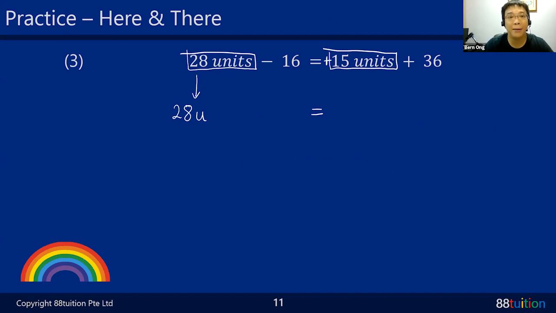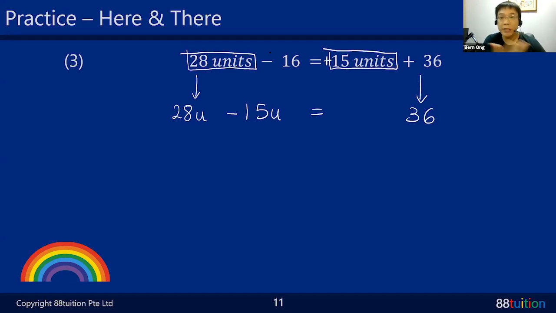Hello? All right. So in front of the 15 is a plus. So plus 15, you bring across the equal sign. Something must change. Change what? Yes, it becomes a minus 15 units. Can you see? On the right-hand side, the 36 is still here. Just leave it as 36.